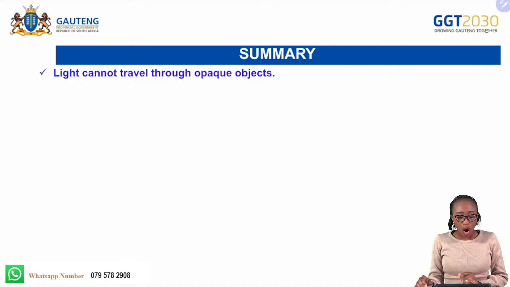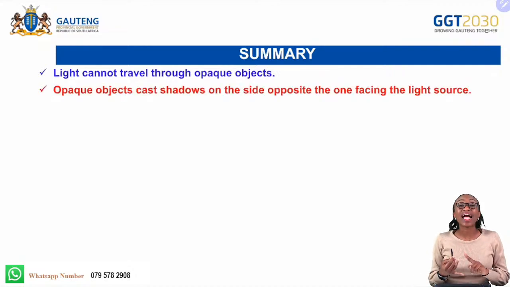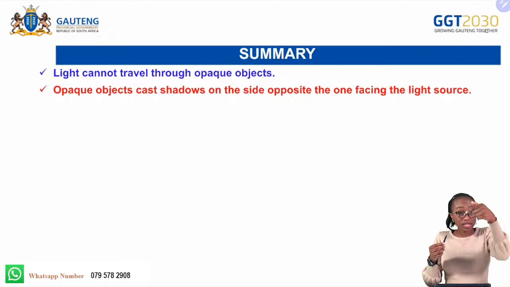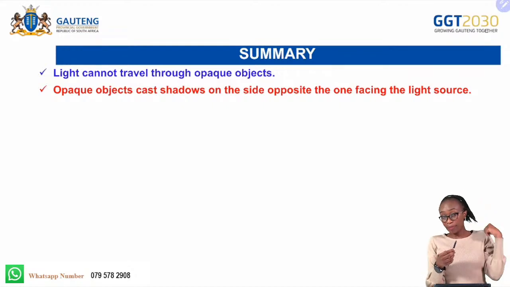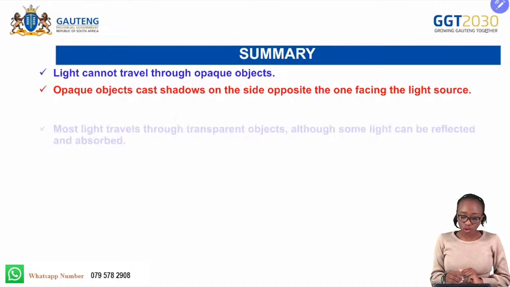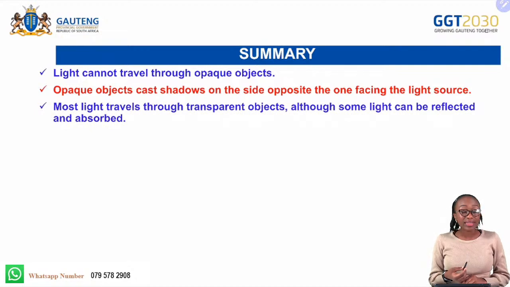We also learned that opaque objects cast shadows on the side opposite the one facing the light source. That's why your shadow is always behind you. If you're facing the sun, your shadow is going to be behind you. And then we learned that most light travels through transparent objects, although some light can be reflected and absorbed.